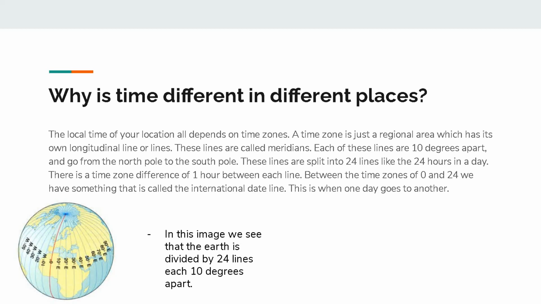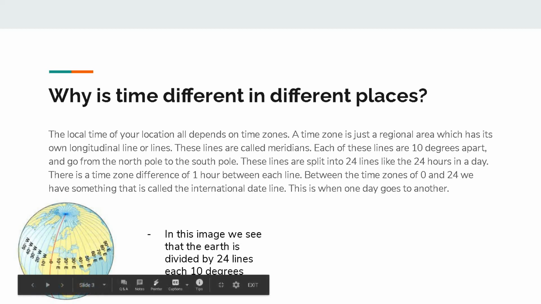Between the time zones of 0 and 24, we have something that is called the International Date Line. This is when one day goes to another. As you can see, all these time zones are split apart by 10 degrees. 50 degrees, 40 degrees, 30 degrees, 20 degrees, 10 degrees, 0 degrees, 10 degrees, 20 degrees, 30 degrees, 40 degrees, and so on and so forth. And this red line right here is the International Date Line.